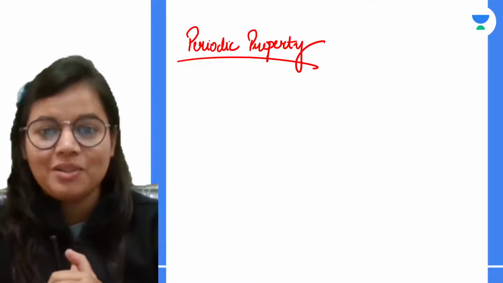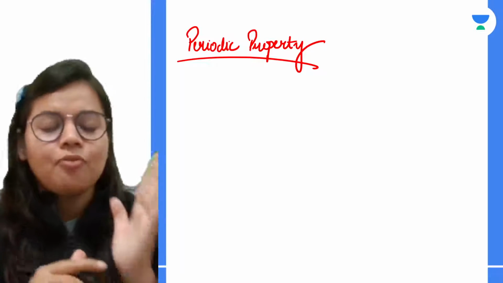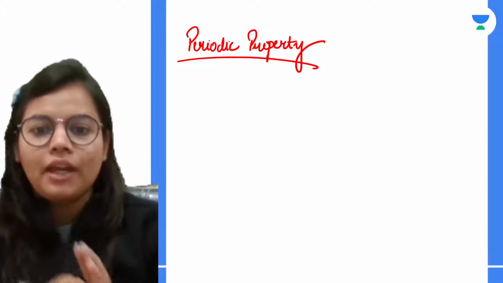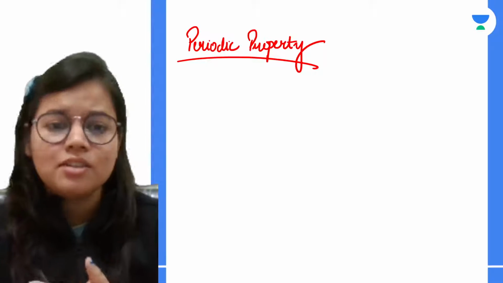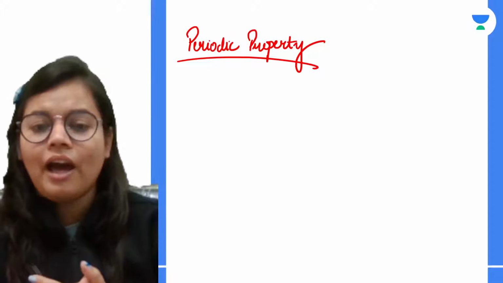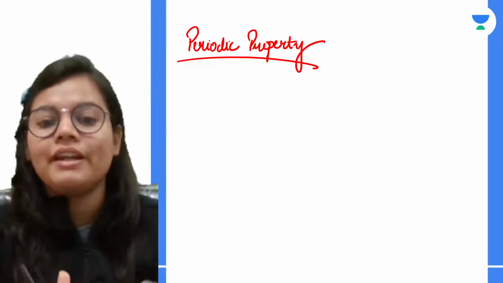So, in the periodic table, you might have seen that after a certain interval of time, the properties either are repeating themselves or they are having a constant gradation.